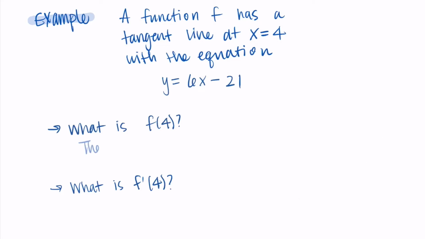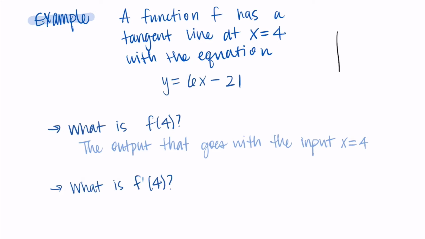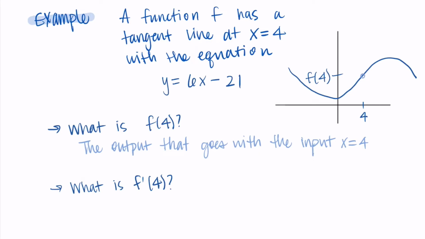Okay, so starting with f of 4, I like to think of f of 4 as the output that goes with the input of x equals 4. So how are we going to find this? Thinking of the graph, we don't know what f looks like, but we can draw a sketch just to help us out here. We know that on f, the input of 4 will have some output, and we're trying to figure out what that output is.